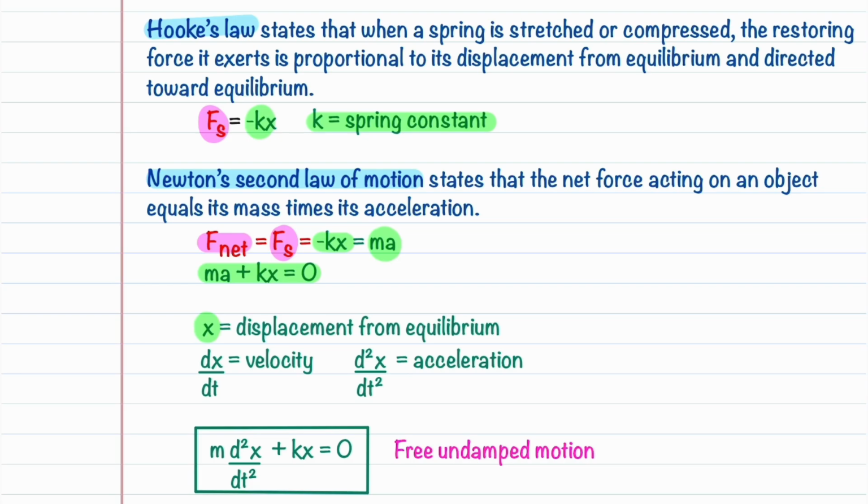Since x is the displacement from equilibrium, dx/dt is its velocity, and d squared x/dt squared is the acceleration. If we substitute this acceleration into our equation, we get the equation down here that describes the motion of the mass in our mass spring system. This equation is often referred to as free, undamped motion.